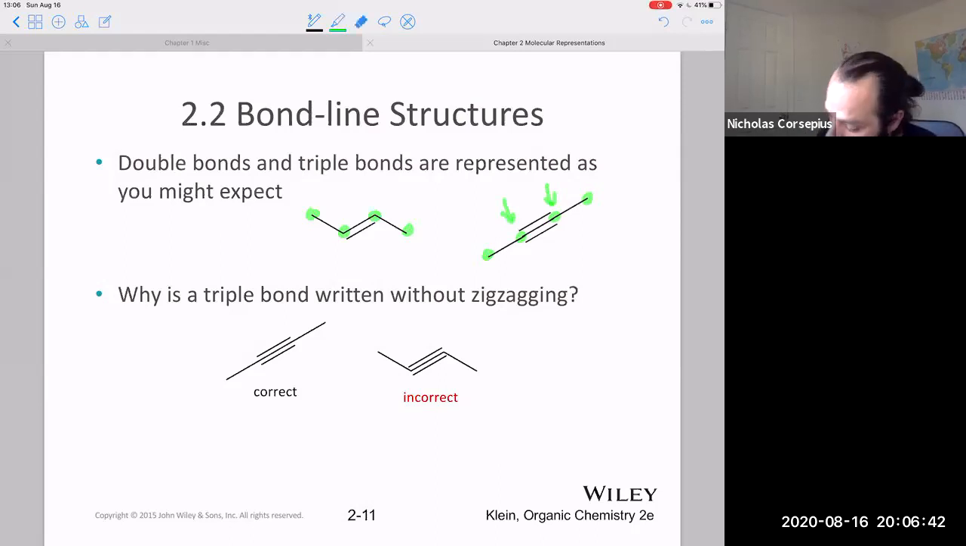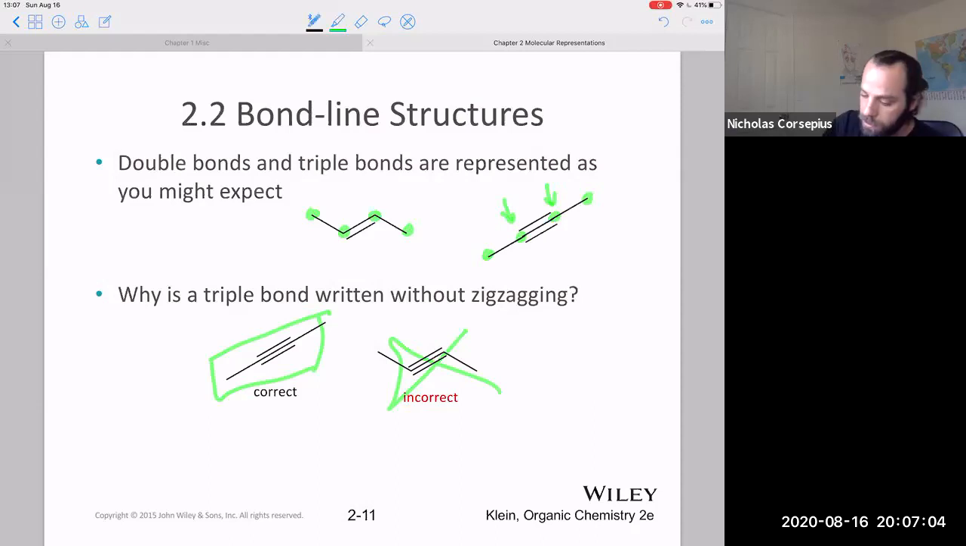Okay. Triple bonds, we make sure to draw in a straight line, right? So this is the correct way to draw a triple bond. You would not see it in a zigzag. Why would that be? Hopefully you remember that these compounds here are linear. These triple bonds are linear because the carbons on either end have to be sp hybridized.